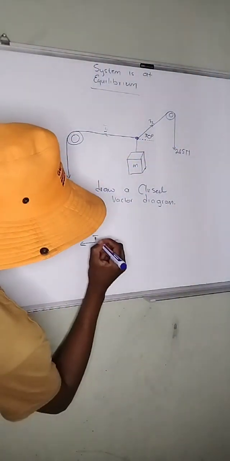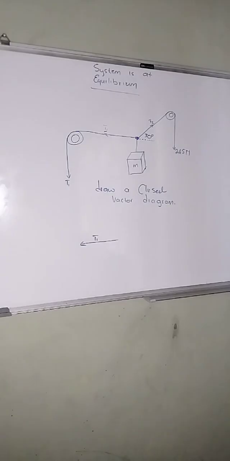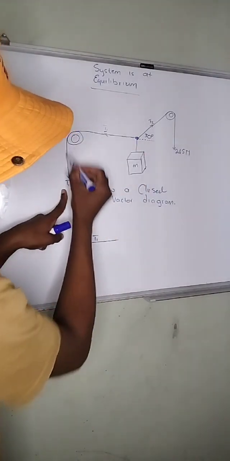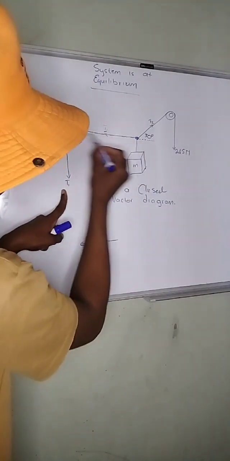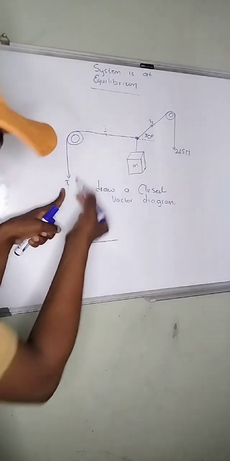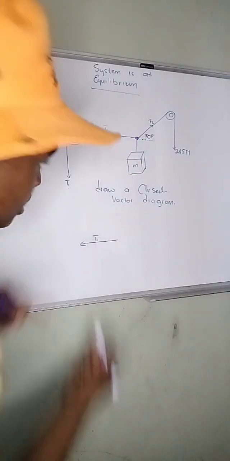This force is going to be T1. Right? It's going to be this T1. This is one rope. So this T1 and that T1 is the same T1. Do you get that?